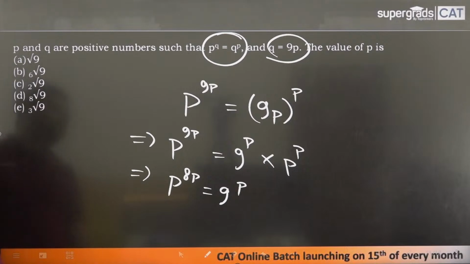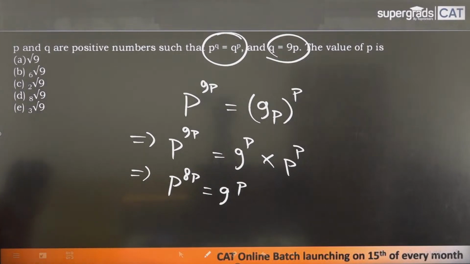What do we want? The value of P. Tanu has the answer. It's D.